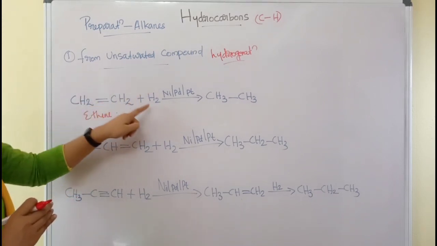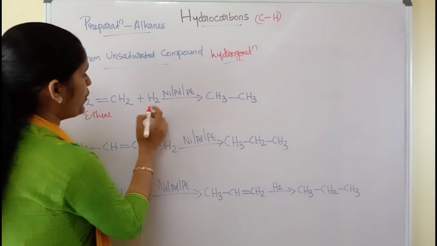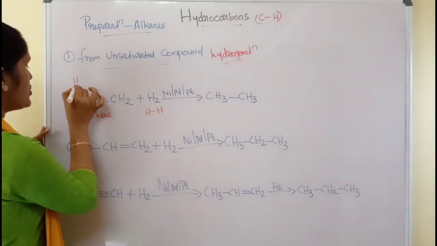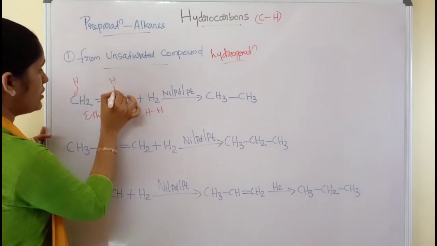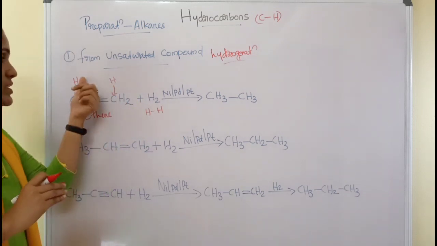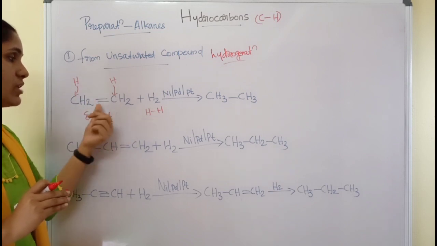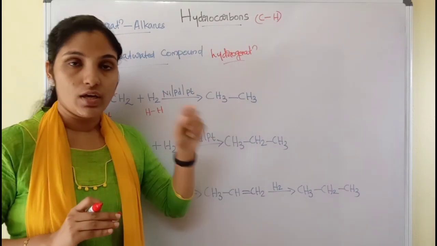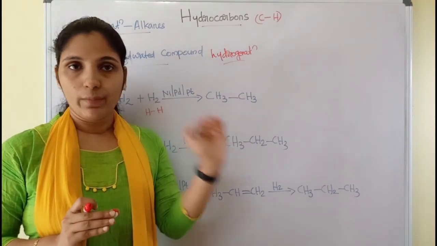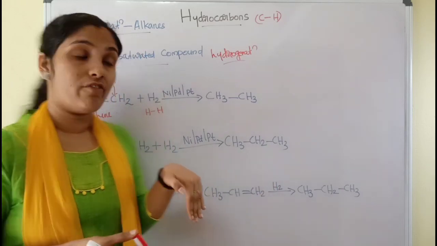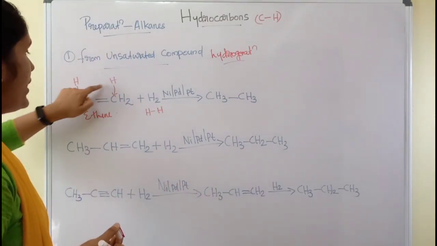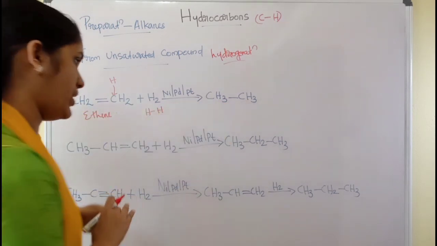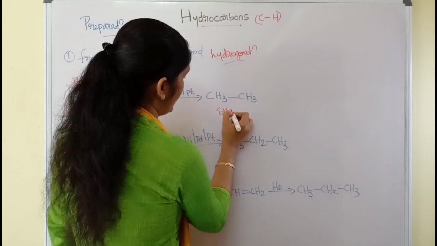When dihydrogen is added to this compound, the H2 bond will break down and we will get 2 hydrogen atoms, where one hydrogen is given to this carbon and the other hydrogen is given to the second carbon. Since hydrogen is coming to this ethene, the double bond will break down, and to satisfy the valency, the 2 hydrogens are attached, and finally we will get CH3-CH3. This is ethane.